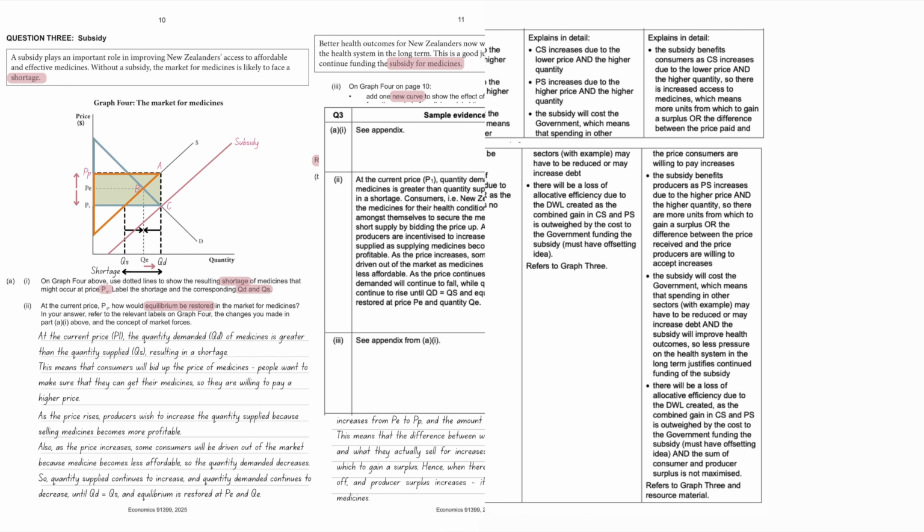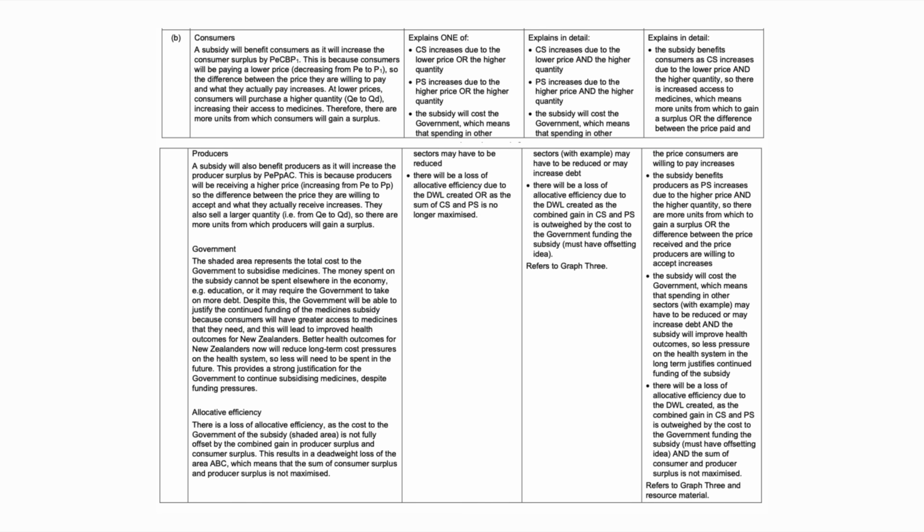So to get achieved, you actually only have to explain one thing. You have to explain, does it increase or decrease due to the change in price or a change in quantity? To get merit, you have to add in a little bit more detail. So you say that it changes because of price and because of quantity. Let's have a bigger look at the excellence answer.